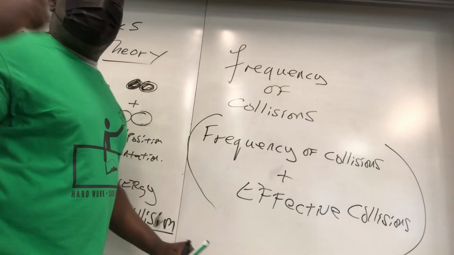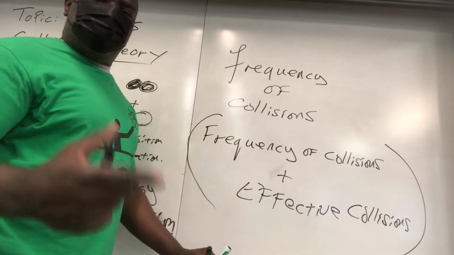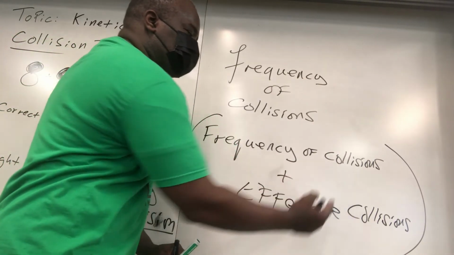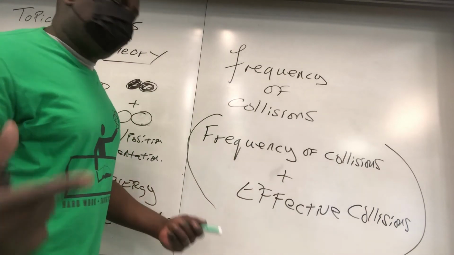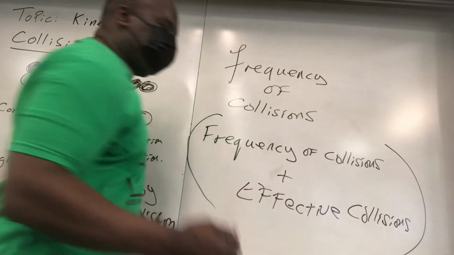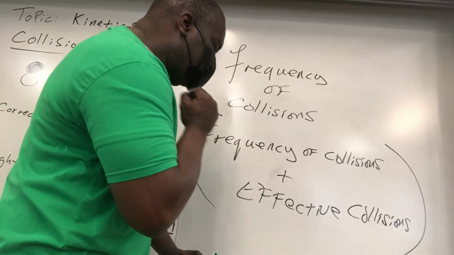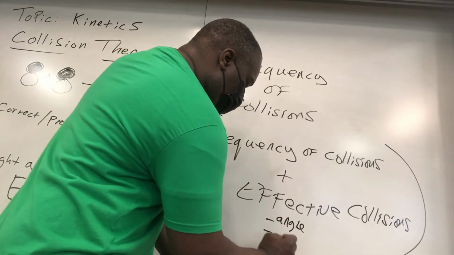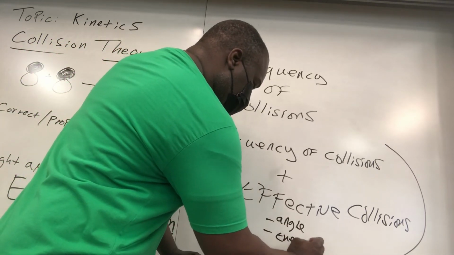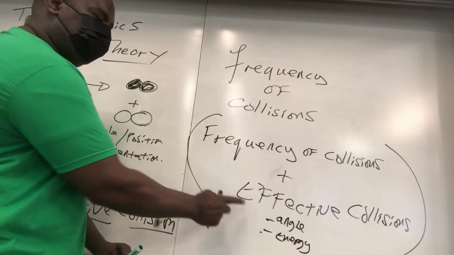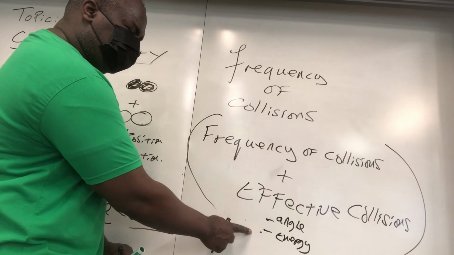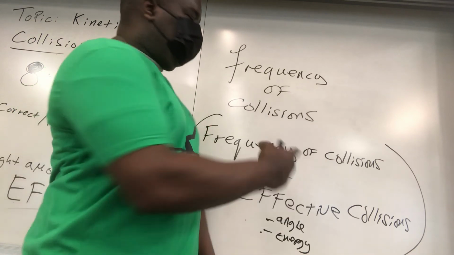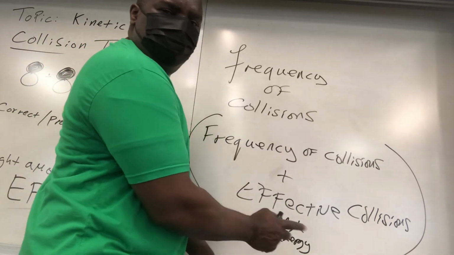So once again, in the next video we're going to look at some factors that could increase the chance of what? Frequency of collisions, which in turn will give us a better chance at having what? More effective collisions. Now remember, for effective collisions, we need the proper angle or orientation, and we need the right amount of energy, okay? So those two factors, the proper angle and the right amount of energy, make up an effective collision. So what we're going to do later is look at some factors that will increase the frequency of collisions so we have a better chance of this.